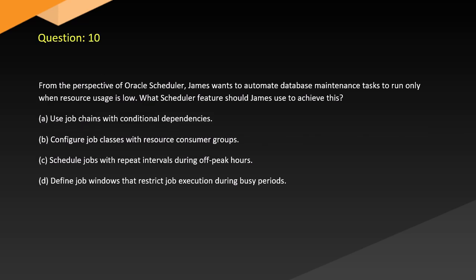Question 10. From the perspective of Oracle Scheduler, James wants to automate database maintenance tasks to run only when resource usage is low. What scheduler feature should James use to achieve this? A. Use job chains with conditional dependencies. B. Configure job classes with resource consumer groups. C. Schedule jobs with repeat intervals during off-peak hours. D. Define job windows that restrict job execution during busy periods.